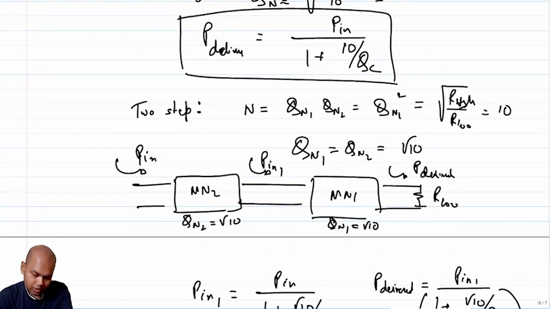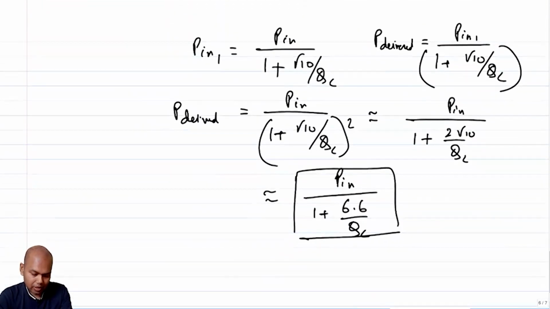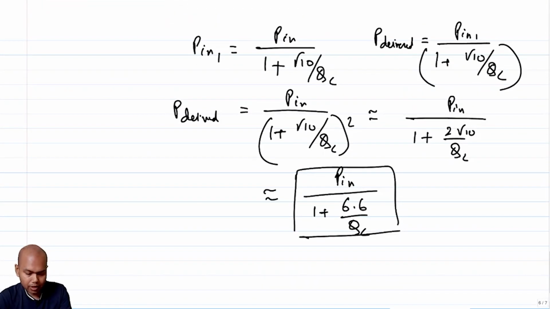So clearly you are seeing that the reduction of the overall Q of the matching network has led to an increased power that is delivered, right? So the moot point is, if you have to do a large amount of transformation of resistances, it is always beneficial to get into multi-step matching.